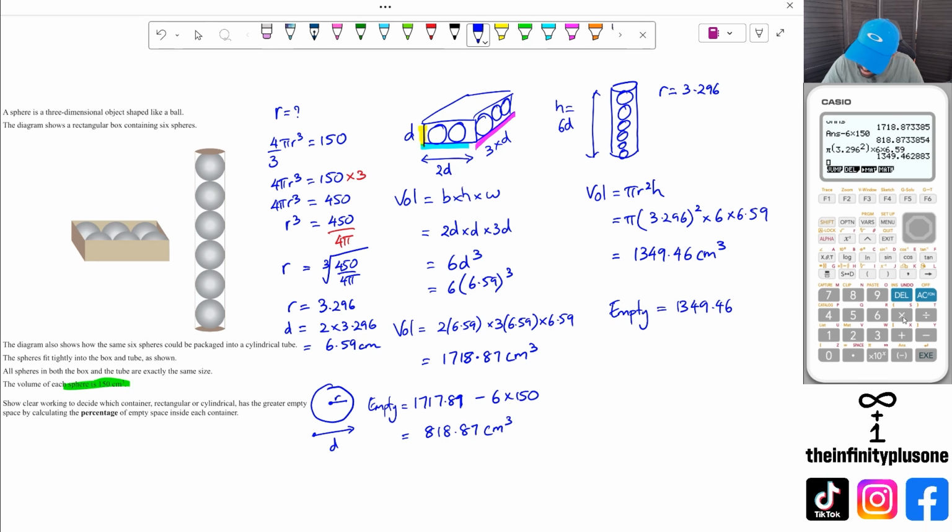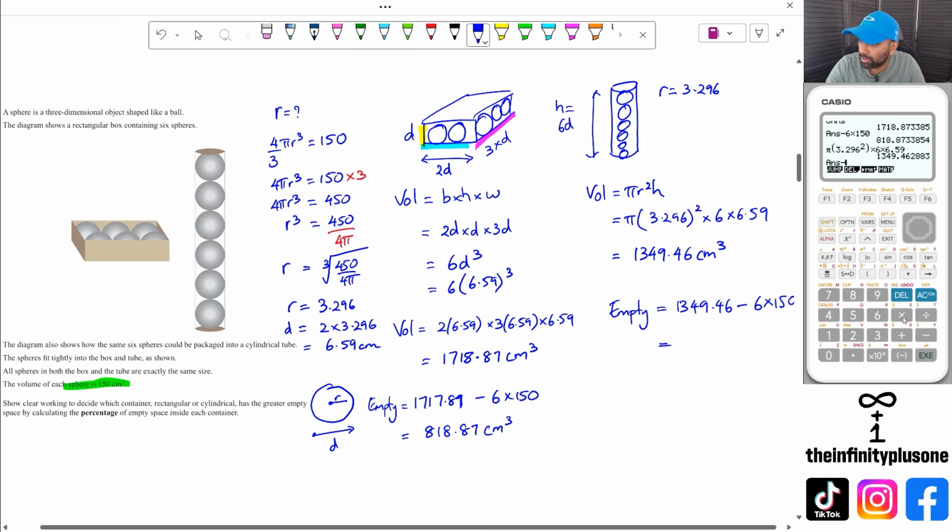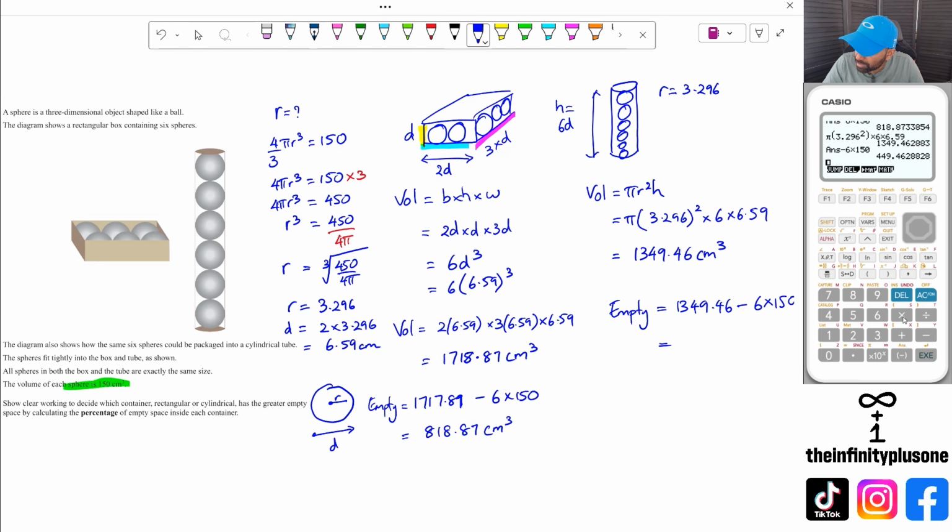Now, if we were to look at the empty space for the cylinder, that's going to be 1349.46 minus 6 times 150, because again we've got 6 balls in there. So we're going to go minus 6 times 150. So that's going to give me 449.46 centimeter cubed.